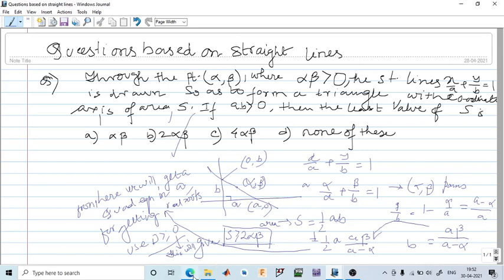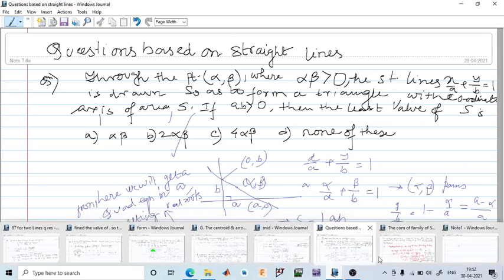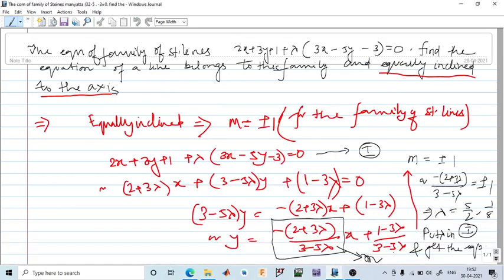So let's go to the last question, perhaps, that I have made, because all the questions are of different types. This question is based on the family of lines. Here it is given the equation of a family of straight lines. Find the equation of the line belonging to this family and equally inclined to the axes.